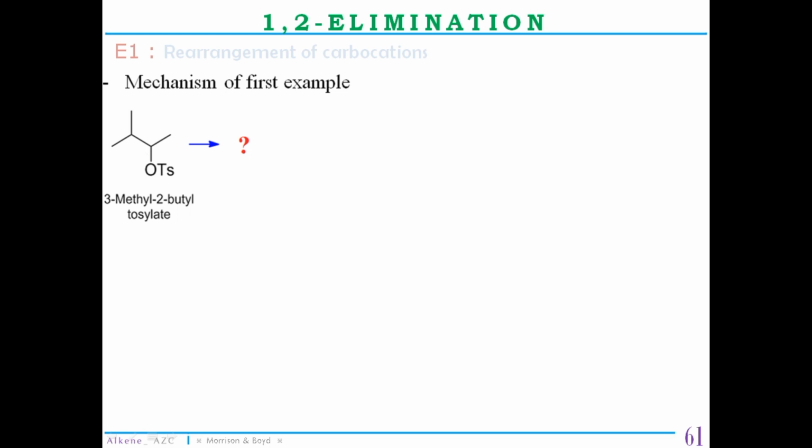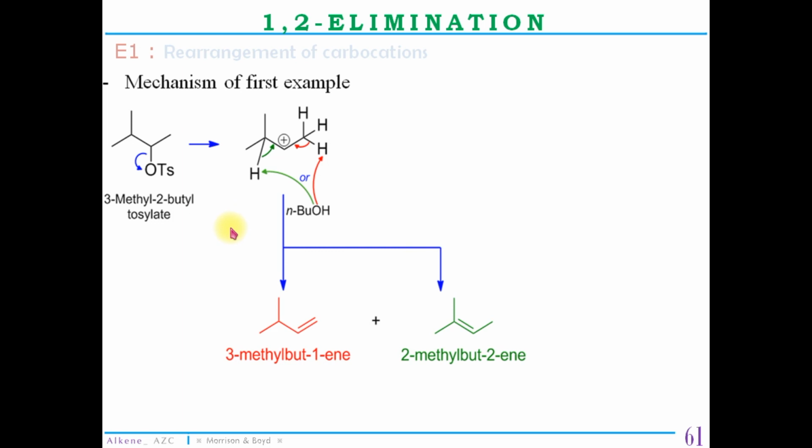Let us see the mechanism of the first example. In the first step, there is removal of the leaving group, which gives the carbocation. Then abstraction of beta hydrogen by the base. In our example, we have two beta carbons, meaning two types of beta hydrogen are there. Here is primary and here is tertiary. So depending upon abstraction of hydrogen, we will get two types of product: 3-methyl-1-butene when the base abstracts the primary hydrogen.